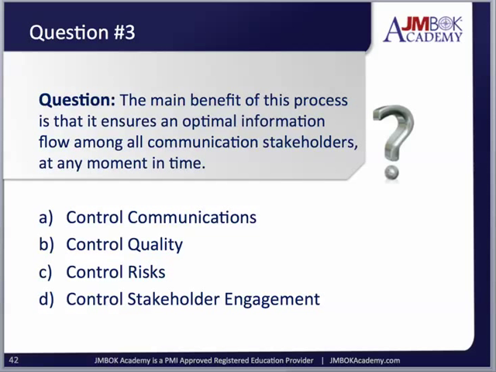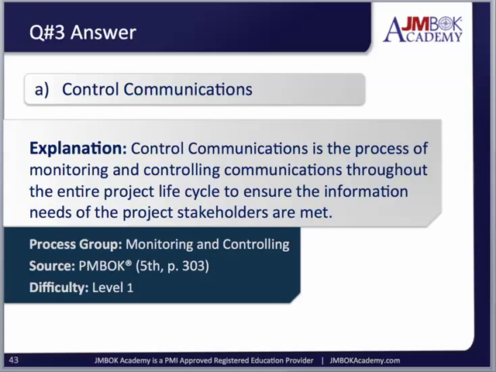Question number 3. The main benefit of this process is that it ensures an optimal information flow among all communication stakeholders at any moment in time. A, control communications, B, control quality, C, control risks, or D, control stakeholder management. So you're looking for a definition to a process, and we're concerned about optimal information, and the answer is A, control communications.